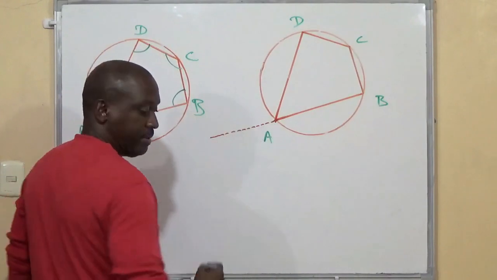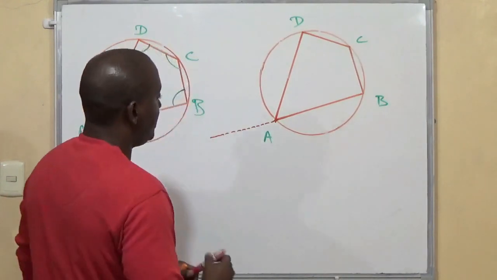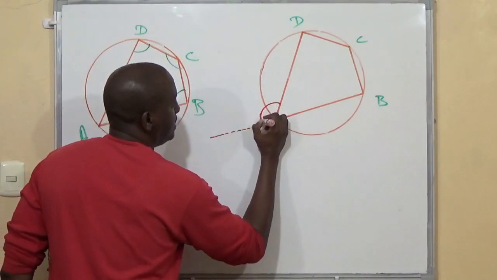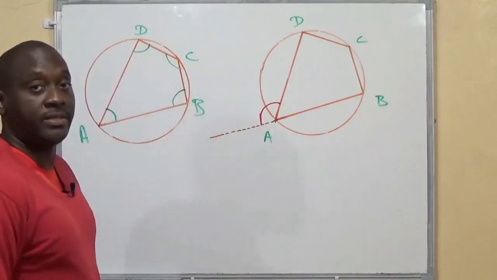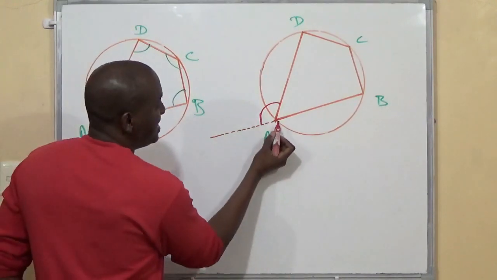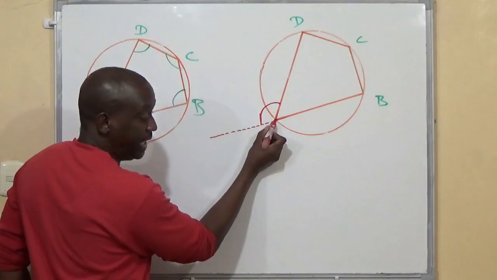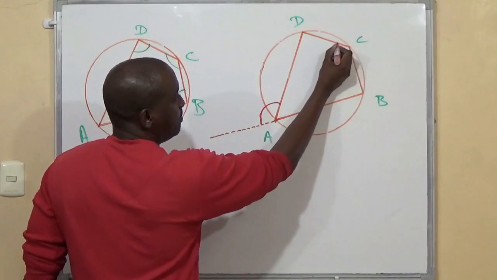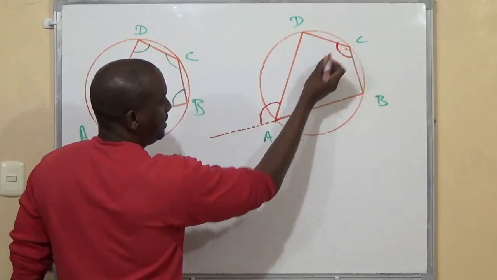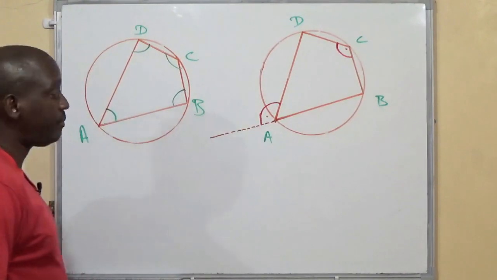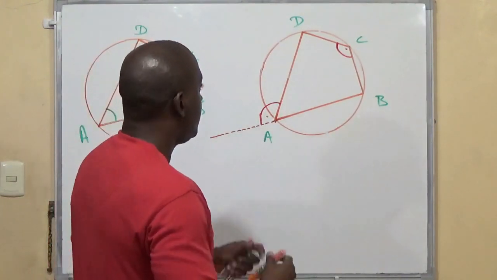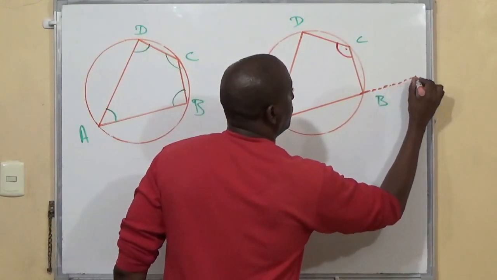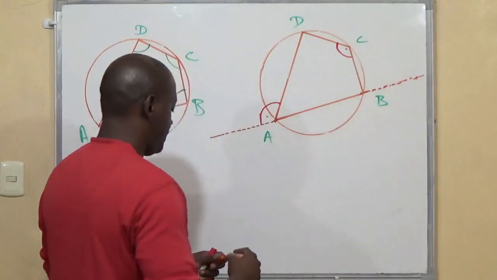If we extend there, then what this theorem is saying is that this exterior angle is equal to the opposite interior angle. What is the opposite interior angle? The opposite interior angle is the interior angle opposite to this point A. The interior angle opposite to this point A is this angle C. So based on that theorem, this angle here is equal to this angle here. And by the same token, if we do this, and we extend this line out like that, right?